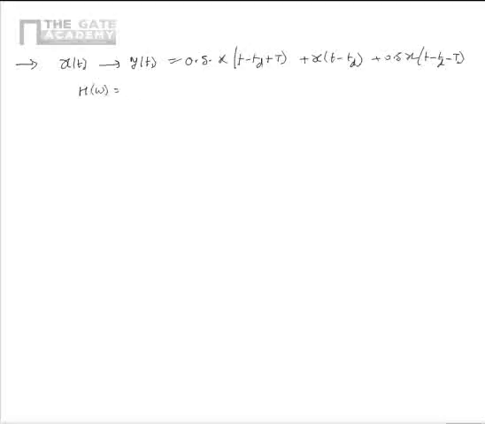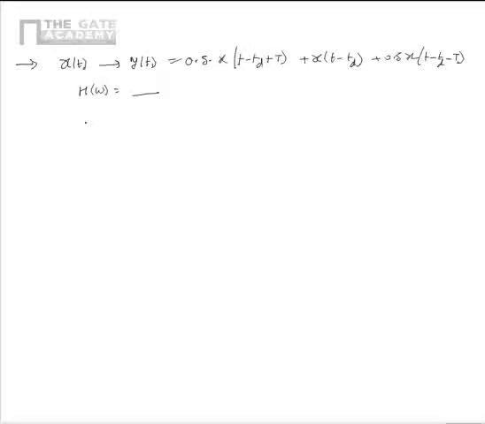Now let us consider another problem as a part of which there is an input x of t given to a system which is an LTI system to get an output of y of t, where y of t is equal to 0.5 multiplied by x of t minus td plus capital T, plus x of t minus td, plus 0.5 times x of t minus td minus capital T. Now we have to find the filter transfer function H of omega of such a system.